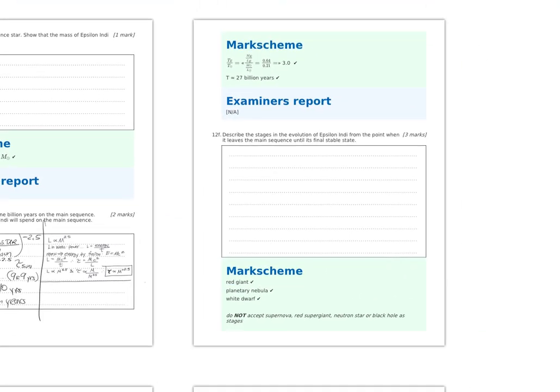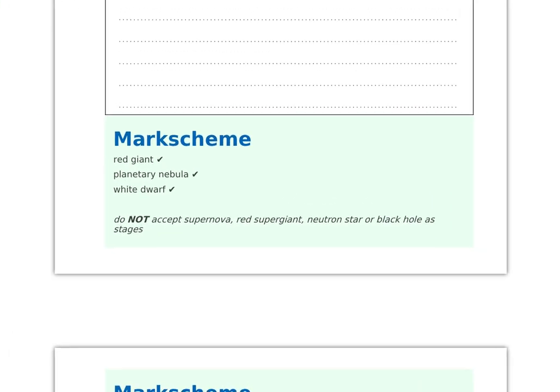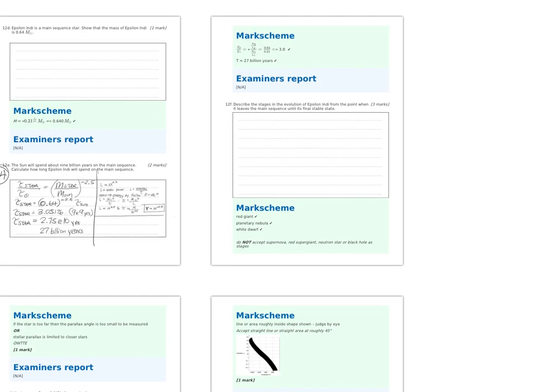And then F says, describe what happened to epsilon Indi. We already did that. One thing it says in the mark scheme, though, is don't accept supernova, red supergiant, neutron star, black hole. That's because of the mass of epsilon Indi relative to the sun. It would not achieve those stages. So those are not acceptable.